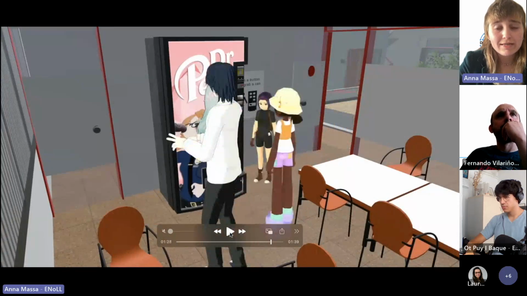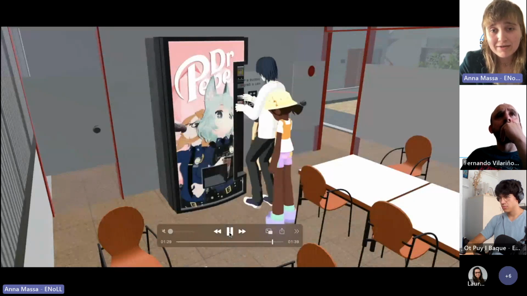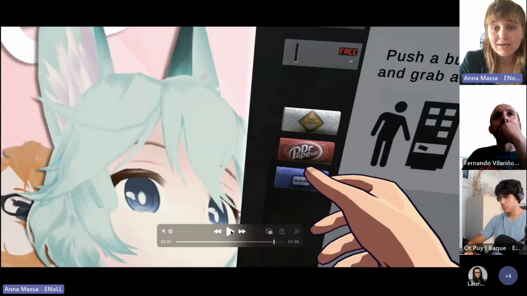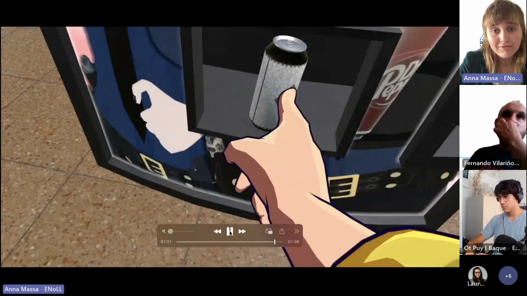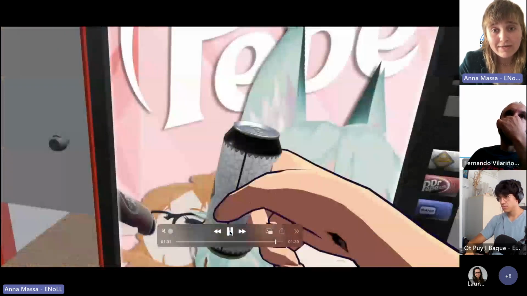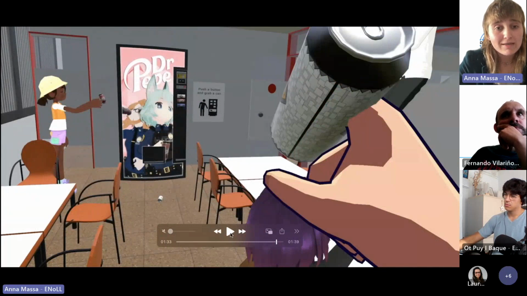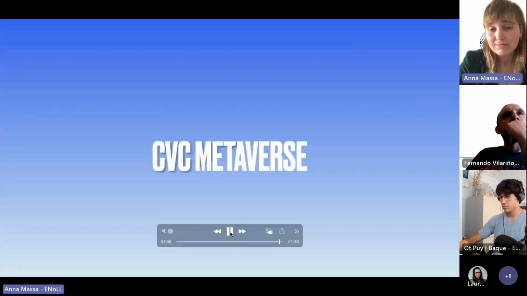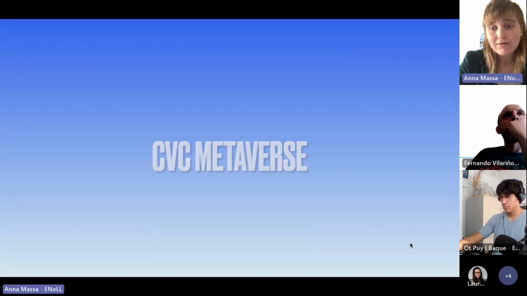Last but not least, we have this cafeteria. Here we can have an experience of an actual socializing space, taking these cans of soft drinks from the vending machine and enjoying a break or networking or whatever. So we enable this space. Also, you can take a seat on these chairs, and basically this is the CBC metaverse.